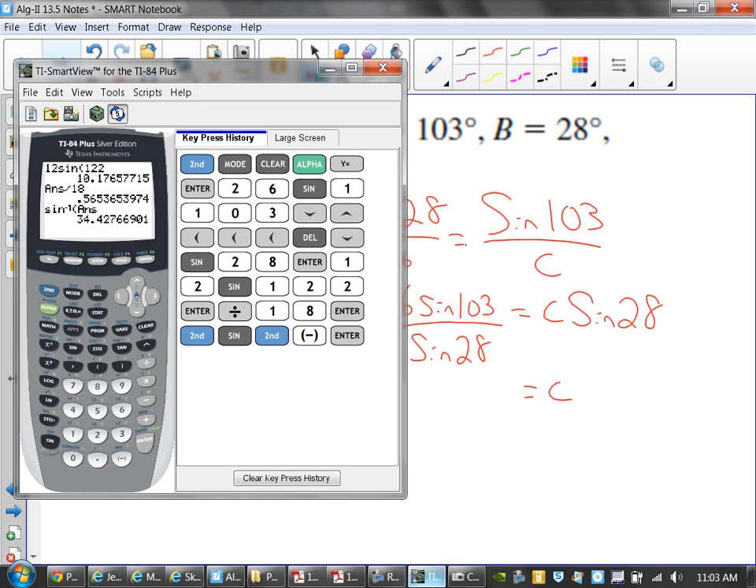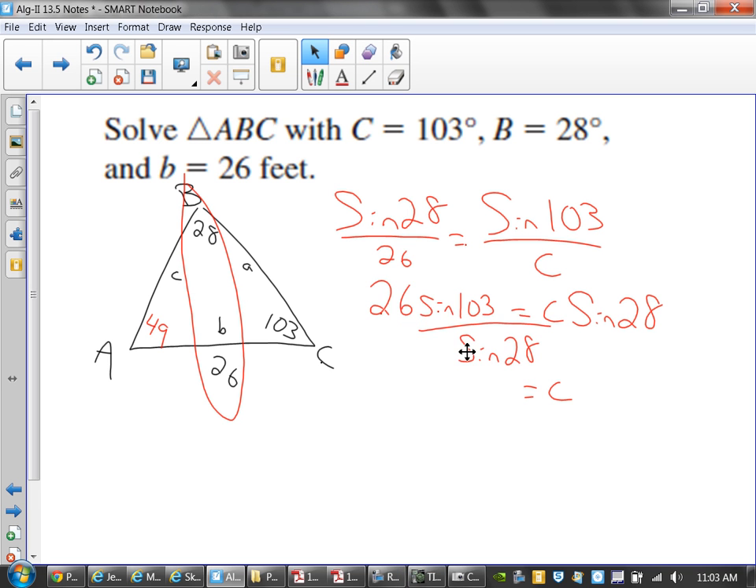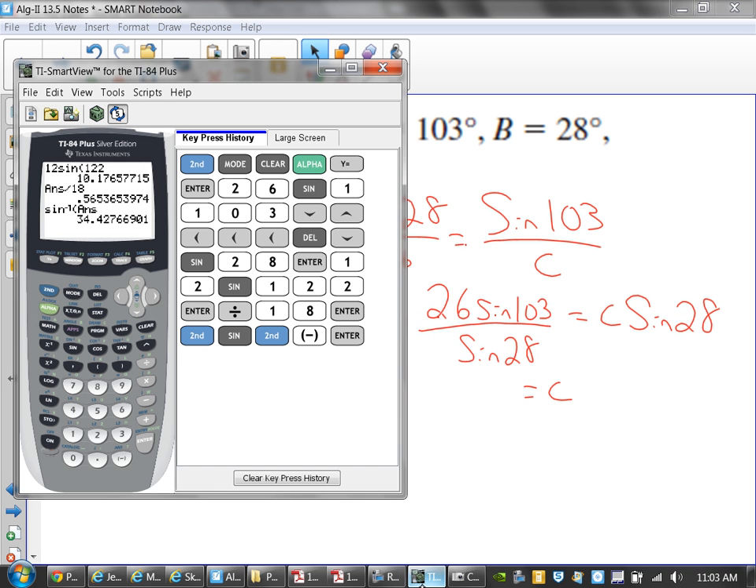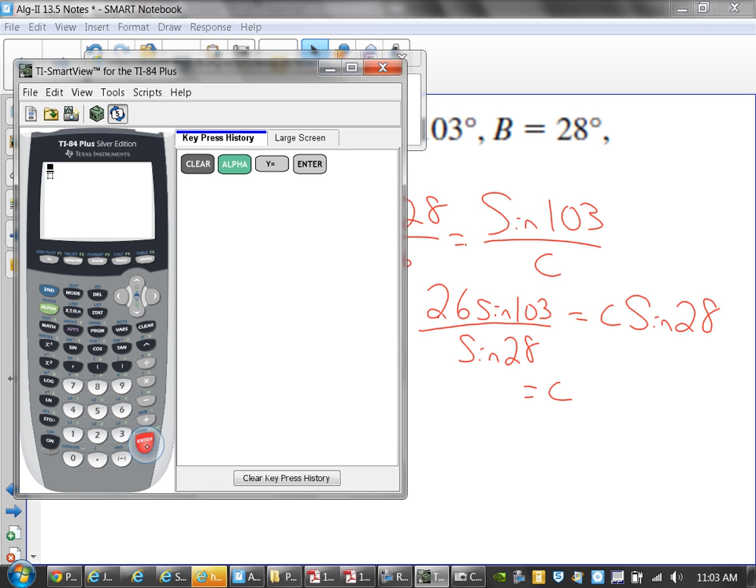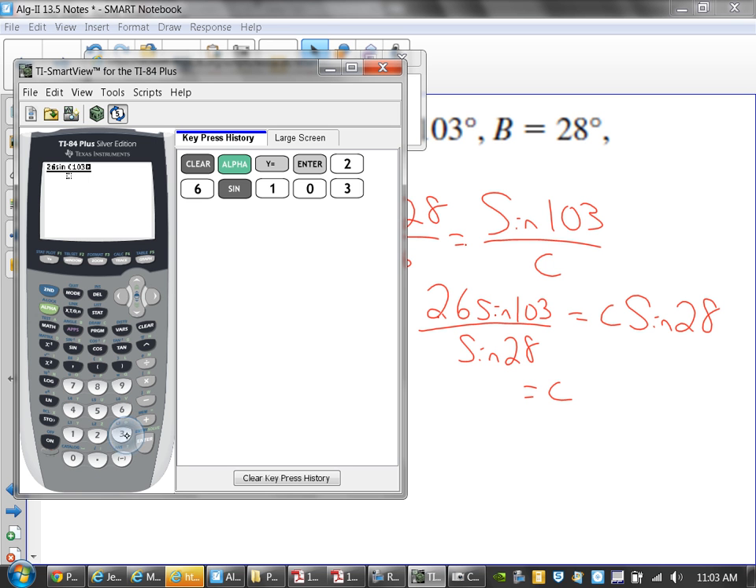Again, this is straight calculator work. But you need to make sure you write out what you're doing, that way we can see it and make sure we're not putting in the wrong values. You can type that directly in your calculator as a fraction. It'll work just fine. Make sure you're in degree mode, otherwise it really won't work. So 26 sine 103 over sine 28. And there's your answer. Side C is 53.96. We always round to 2 decimal places.